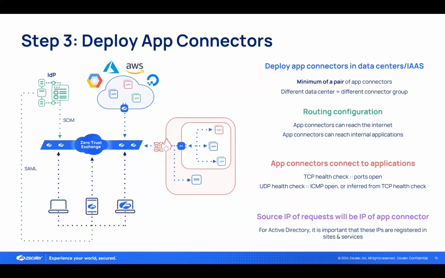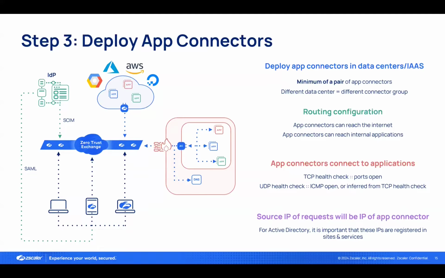Here, there are a number of important considerations to keep in mind. The first of these is that app connectors should always be deployed in at least pairs. This allows for failover and resiliency. For example, when app connectors perform upgrades, one app connector will always remain available to guarantee continuous access to your applications.